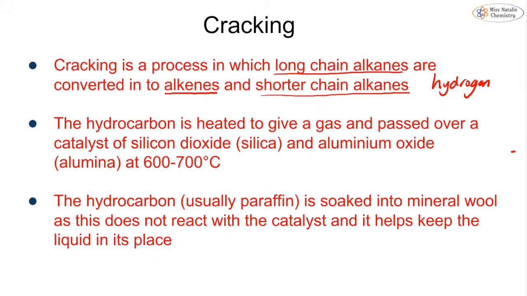How we do this is we heat the hydrocarbon in order to make it a vapour, a gas, and we then pass it over a catalyst of silica or alumina. Sometimes we can also use zeolite, which is a mixture of the silica and the alumina, and we do this at about 600 or 700 degrees Celsius, so it's very, very hot. And the hydrocarbon, which tends to be paraffin, is going to be soaked into mineral wool, and what that does is it makes sure it doesn't react with the catalyst, and it also just helps keep the liquid in place. So we have the mineral wool soaked in the liquid and then passing over the catalyst.